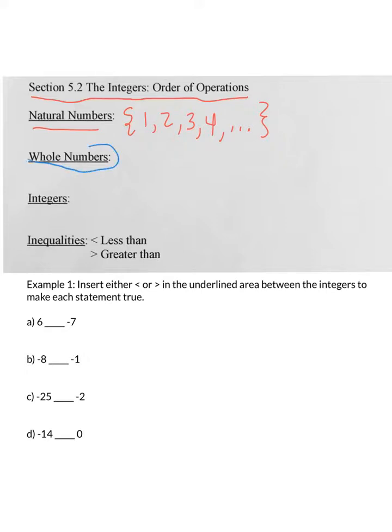Whole numbers are going to be all of the natural numbers and also the number 0. So this is the set. Remember, in mathematics, we denote a set by using those curly brackets, and the set of numbers that start with 0, 1, 2, 3, 4, etc. So all the natural numbers are also whole numbers, and then the number 0 is also considered a whole number.